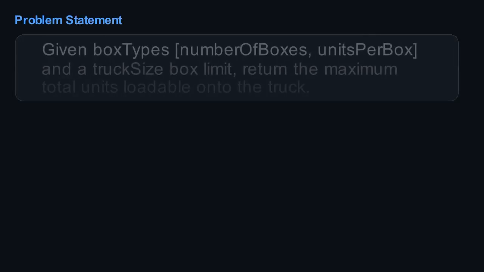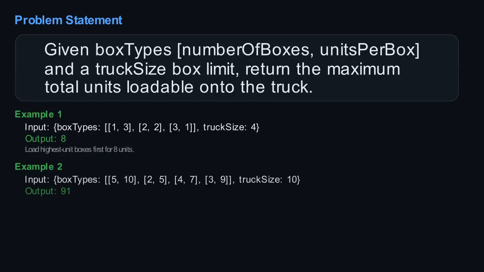You're given an array of box types, where each box type is represented by a pair: the number of boxes available and the number of units per box. You also have a truck size, which is the maximum number of boxes the truck can carry. The challenge is to calculate the maximum total units that can be loaded onto the truck, respecting its capacity.